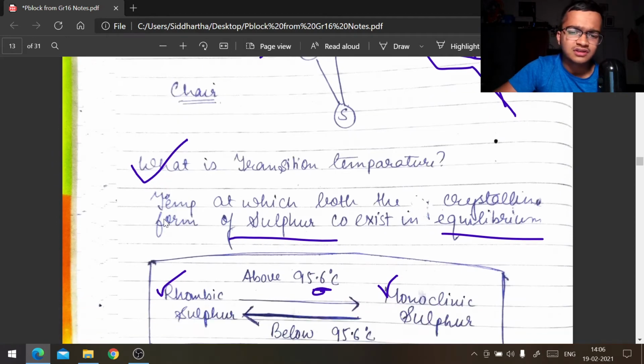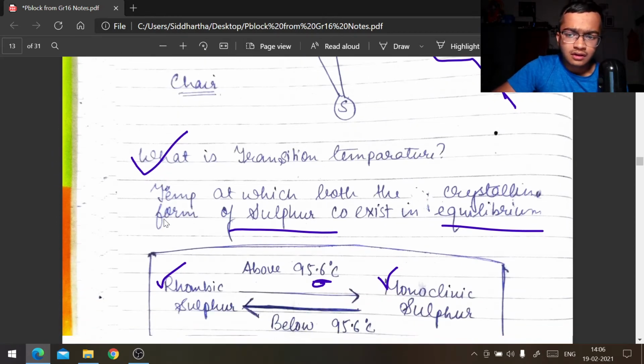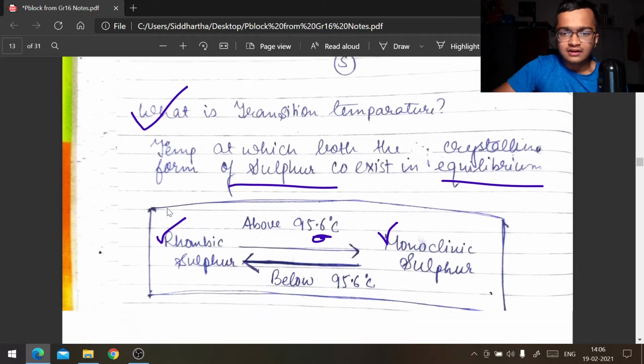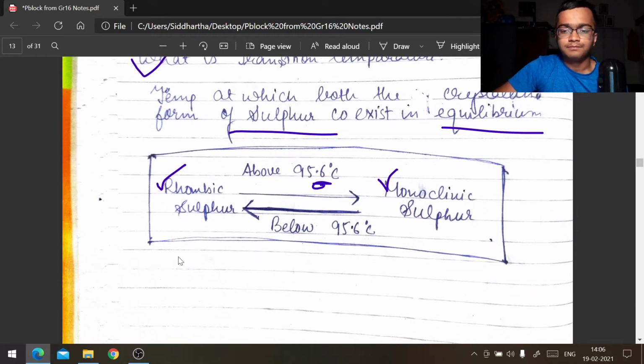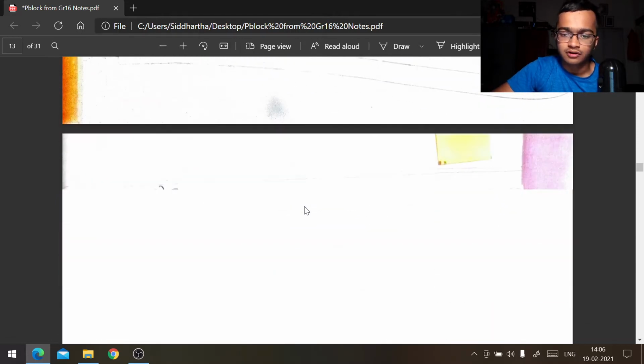Now what is transition temperature? It is a temperature at which both the crystalline forms of sulfur exist in co-equilibrium, which is 95.6 for monoclinic and rhombic structure.